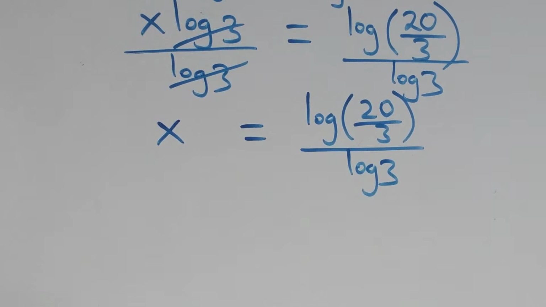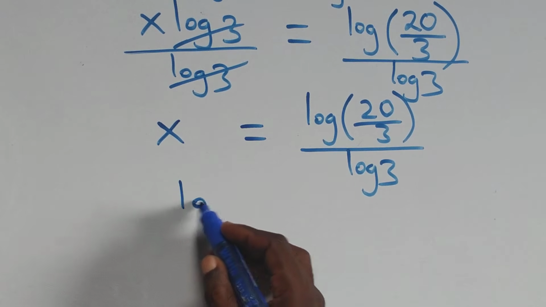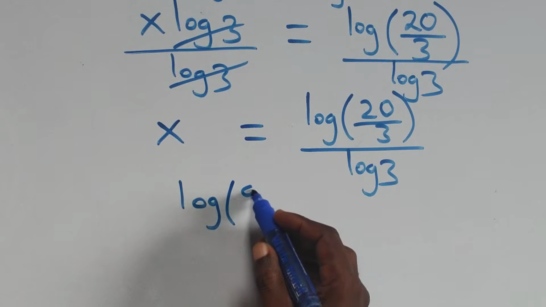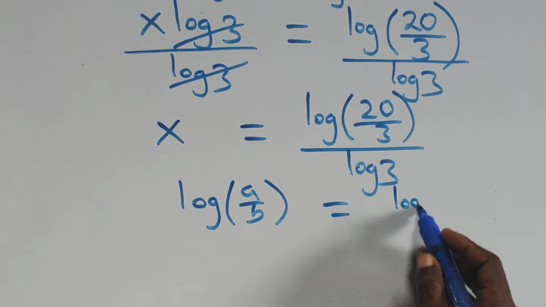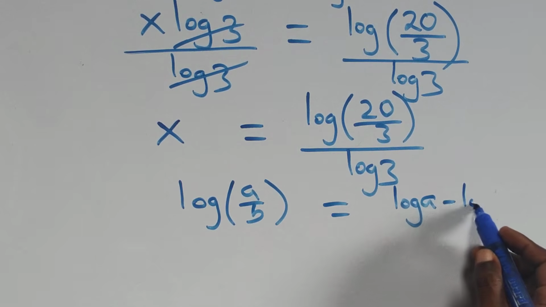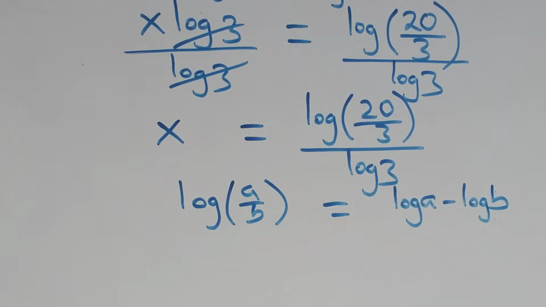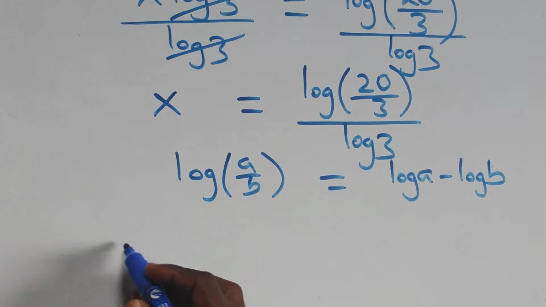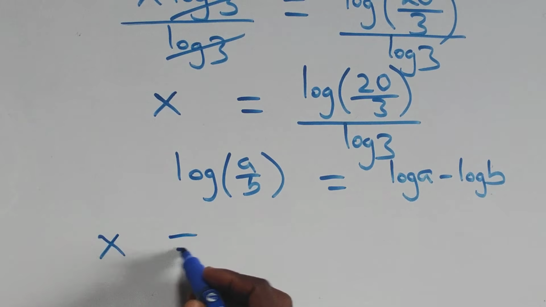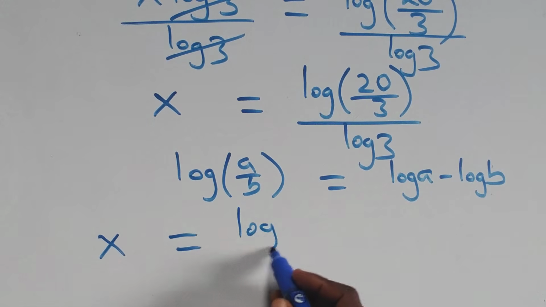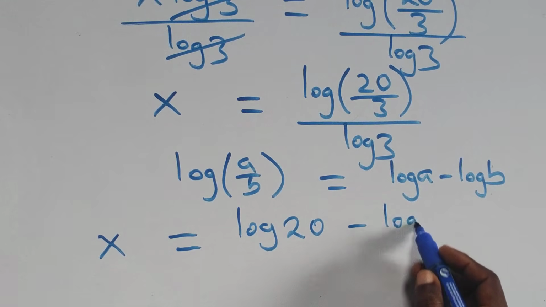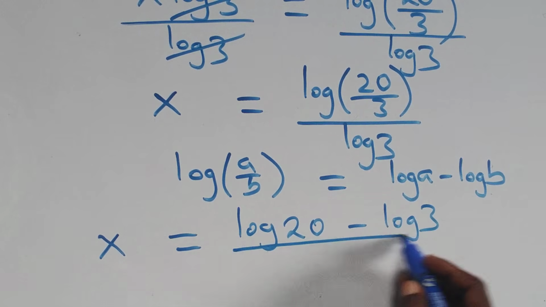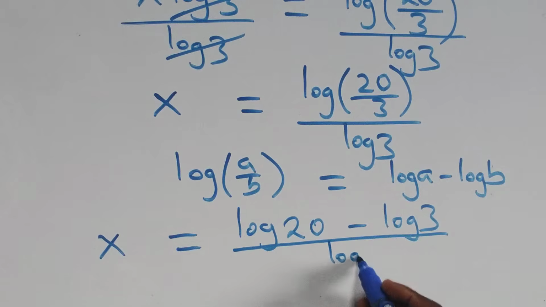Let's apply the law of logarithm. When we have log a over b, this is the same thing as log a minus log b. So here, what we have becomes x equals to log 20 minus log 3 over log 3.